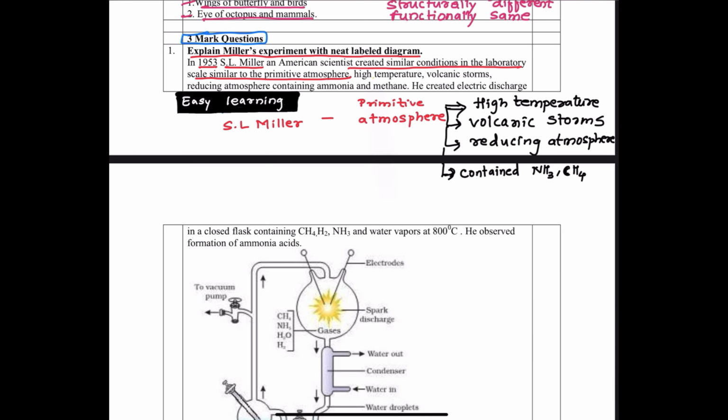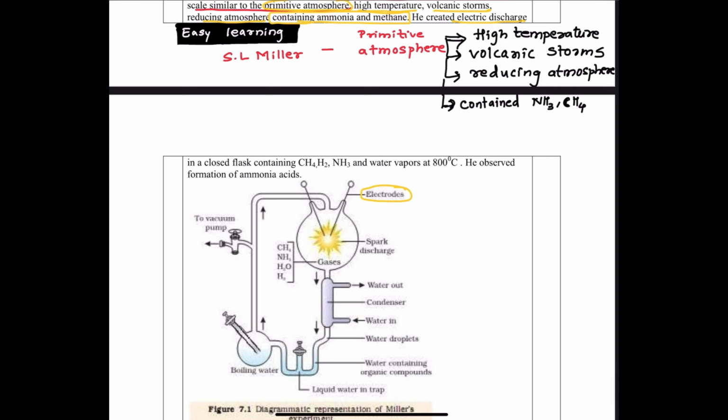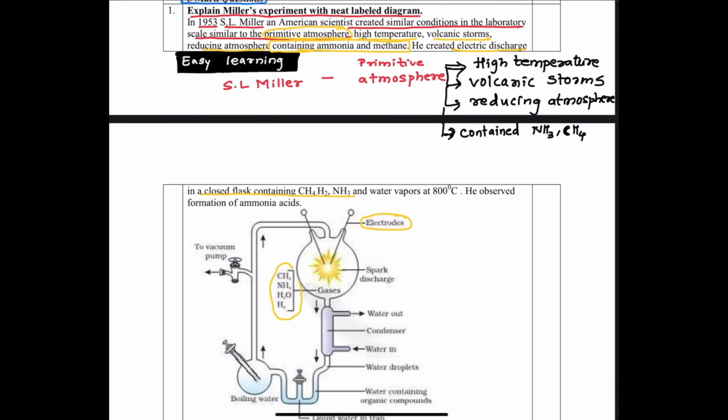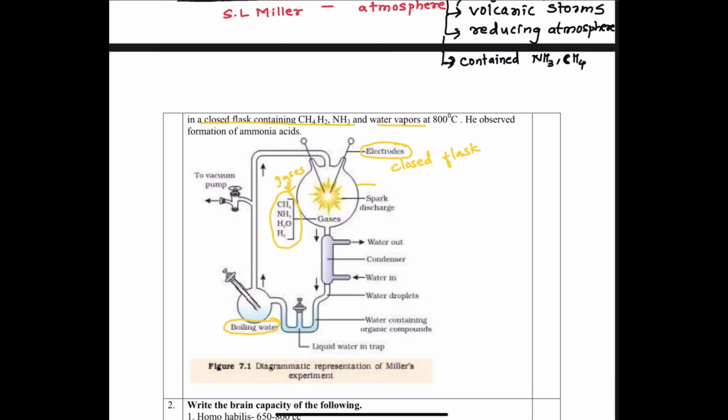And he created an electrical discharge in a closed flask which contained gases like water vapor, hydrogen, ammonia and methane. He boiled water at 800 degrees Celsius and got water vapor, and he observed the formation of amino acids. So this is the diagrammatic representation of Miller's experiment.